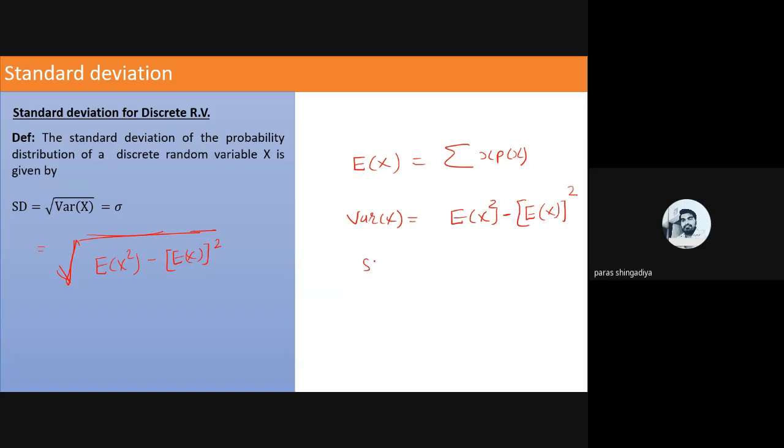And the third one is standard deviation. Standard deviation is equal to the square root of the variance. So this way we'll predict all the answers. First we'll calculate the mean, and then we'll check the variance, and then we can check the standard deviation. That is the sequence.